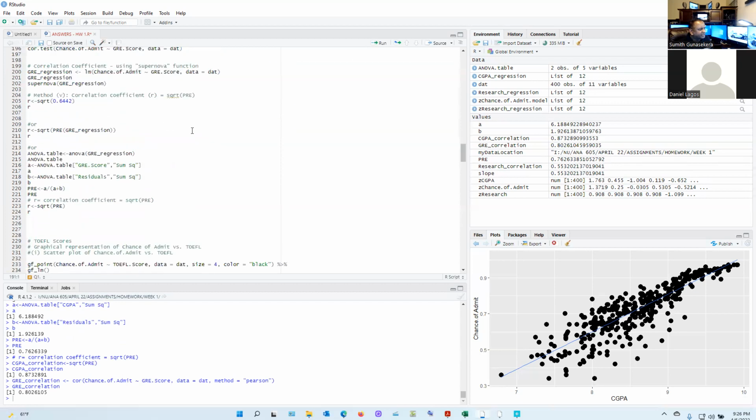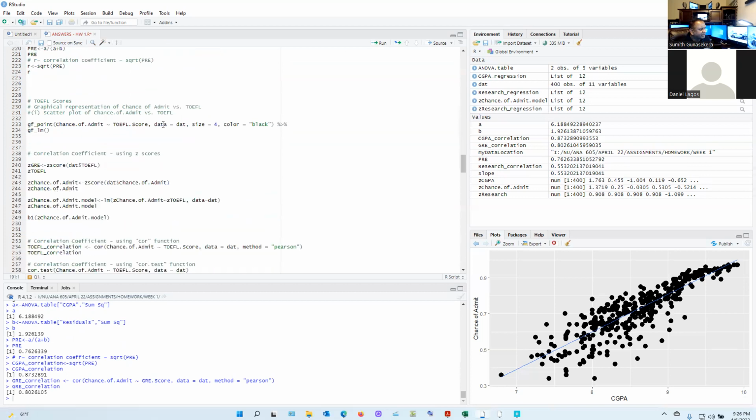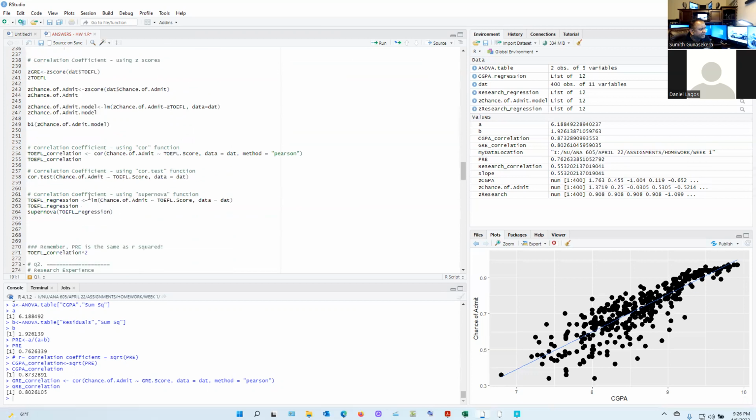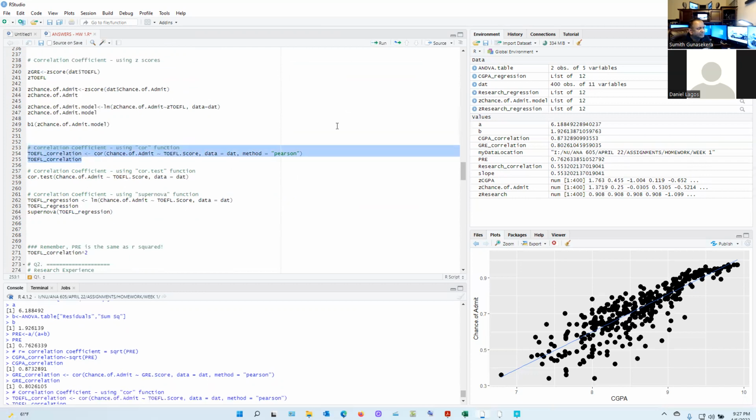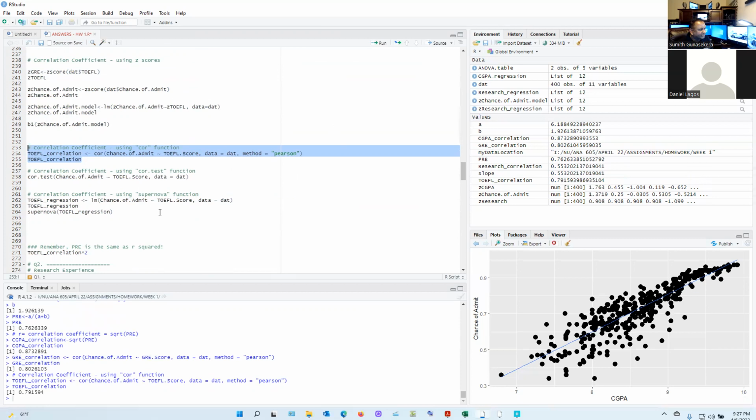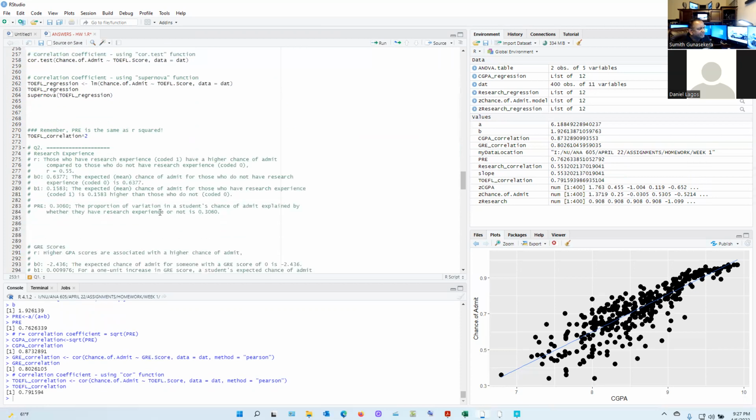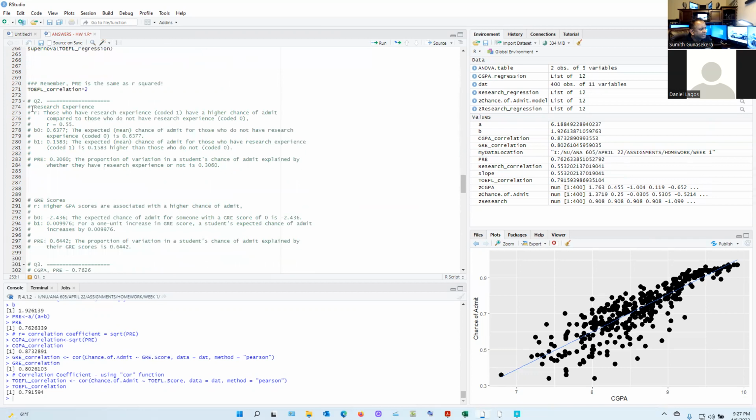And if you have it just for the GRE regression, then now you have the TOEFL. Even for the TOEFL, let's go to, call this one, 6.79, like that. PRE is the same as R squared. See, the TOEFL correlation squared is that one. So now you're going to explain that one.